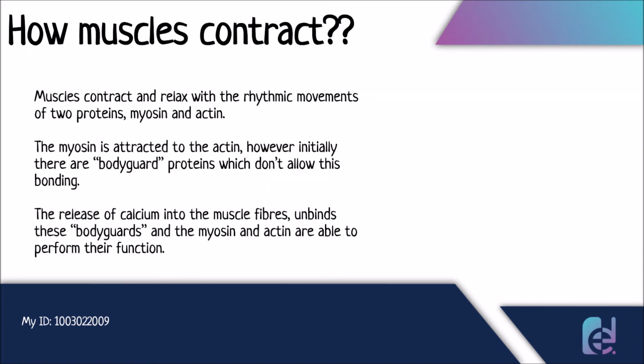So how do muscles really contract? Now muscles contract and relax with rhythmic movements with the help of two proteins, which are myosin and actin. The myosin is attracted to the actin. However, initially there are some bodyguard proteins which don't allow this bonding. You'll get to know this later. The release of calcium into the muscle fibers unbinds these bodyguards, and the myosin and actin are able to perform their function. Now, what do I mean?